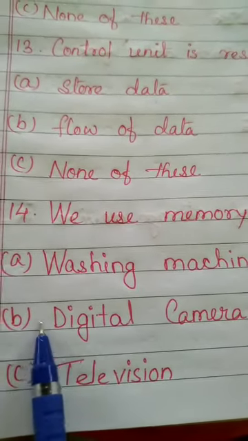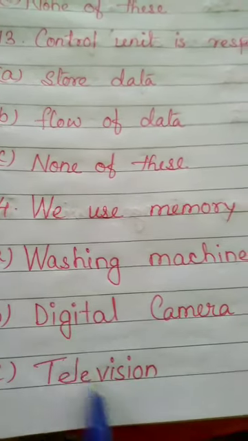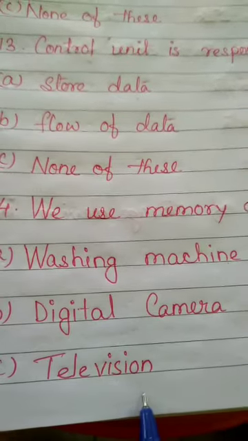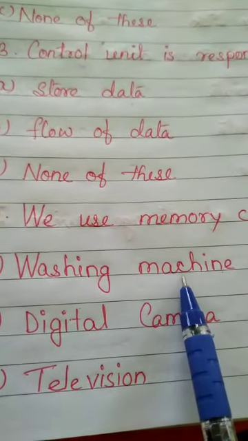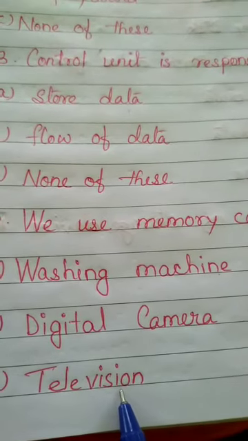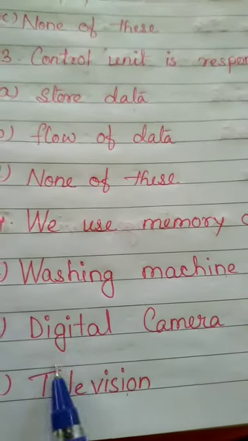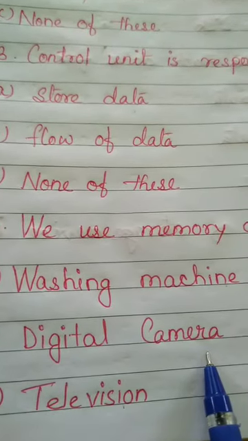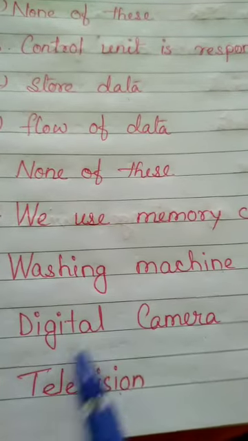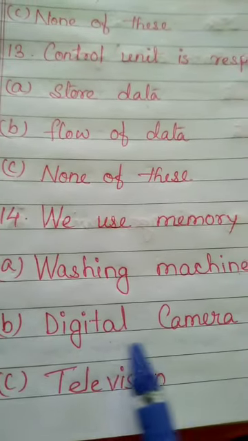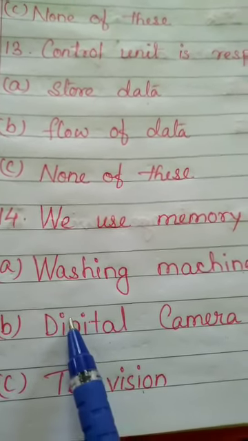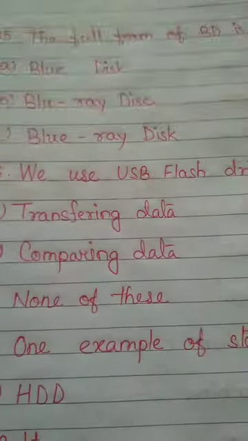Yes, we use memory card in mobile phone also, but mobile phone is not in our options, is not it? It is washing machine, television. We never use memory card in the washing machine and in the television. We use memory card in digital camera and mobile phones, but mobile phone is not given in the options. So correct option is digital camera. Option B is correct. Okay, moving to the next question.